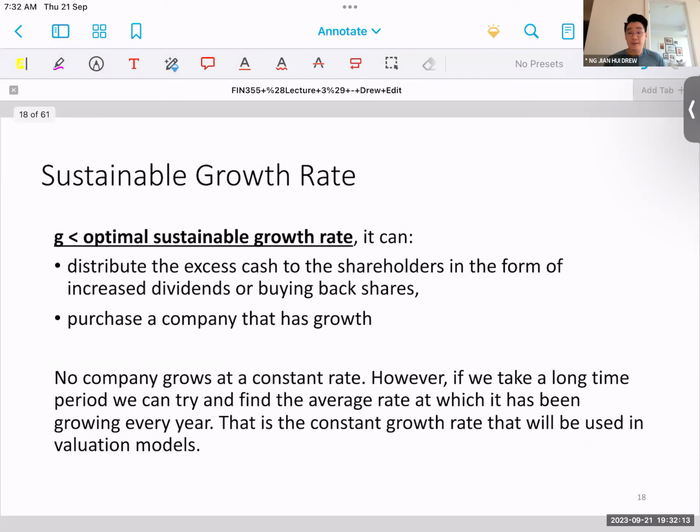And on the flip side, if the growth rate is less than the optimal growth rate, what can we do here? We can distribute some excess cash to shareholders in the form of increased dividends or share buybacks, or you can purchase a company that has higher growth. So you purchase a company, do an M&A, merger and acquisition, and boost your company's growth.